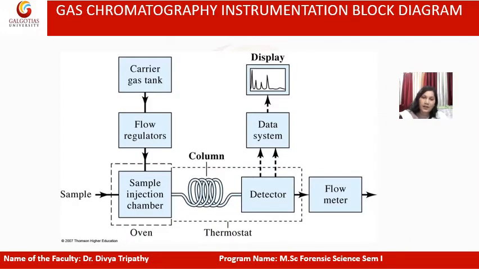This is a block diagram of a typical GC instrument. Here you can see a carrier gas tank is joined with a sample injection chamber through flow regulators, sample injection chamber, column and detectors. These three components are mounted within a thermostat oven which is used to maintain the temperature of the system throughout the process. The detector has been joined with a data system on which we can monitor the progress of our process.